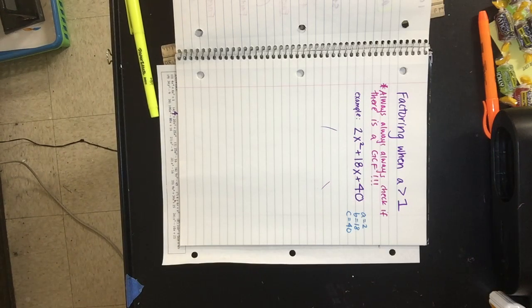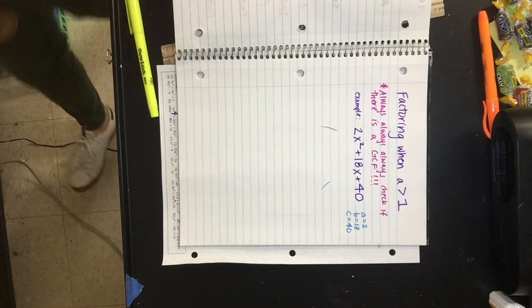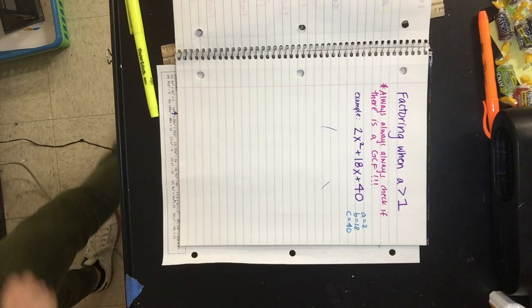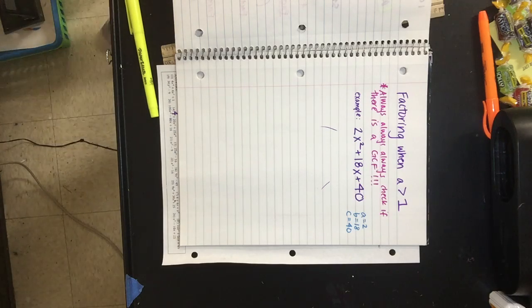What you were just doing with the diamond method was when A is equal to 1. You can also factor when A is not equal to 1. Today I'm going to teach you 4 methods. I'm going to make you do all 4 during class, and then after class you can do whatever you want on the methods for your homework.